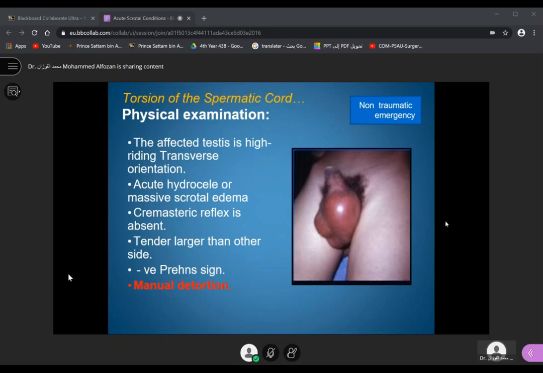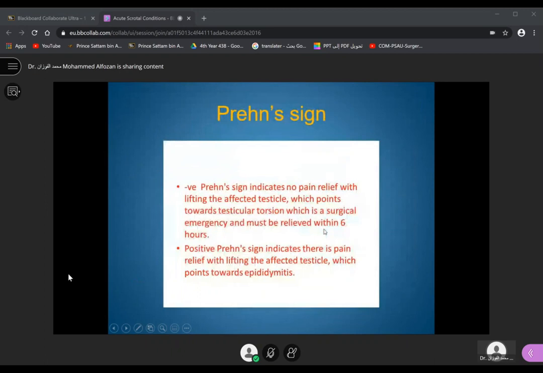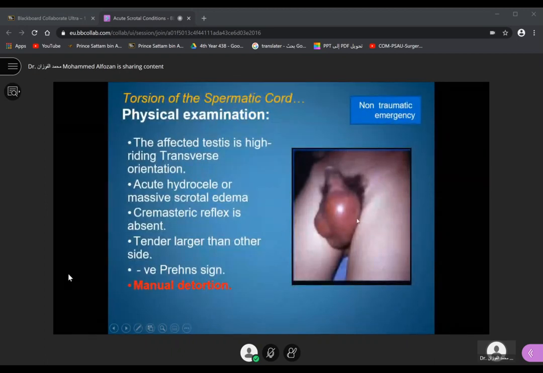So when you examine here, you will not find a similar examination to this one. You will find it transverse and high riding. There will be sometimes, not all the times, don't expect hydrocele to be there all the times. Sometimes it will have acute hydrocele or acute scrotal edema, massive edema.